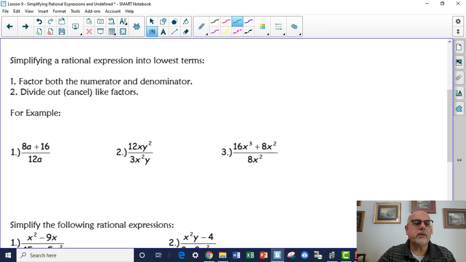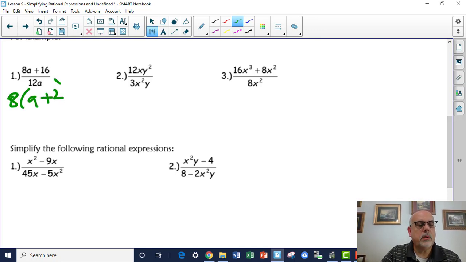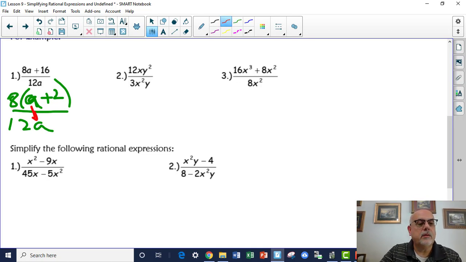Alright, so simplifying a rational expression. You need to factor both numerator and denominator, then divide out what divides out. So let's take a look at this one. Scroll down a little bit. So 8a plus 16. 8 is your greatest common factor. Gives you a plus 2 over 12a. Well, you can't divide out those a's because this is part of a binomial that you cannot rip apart.